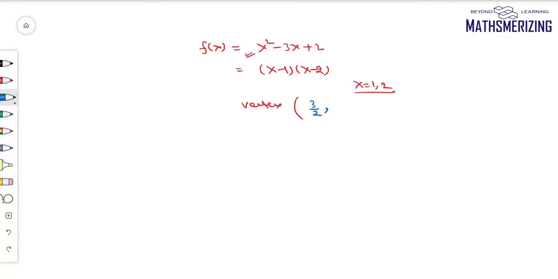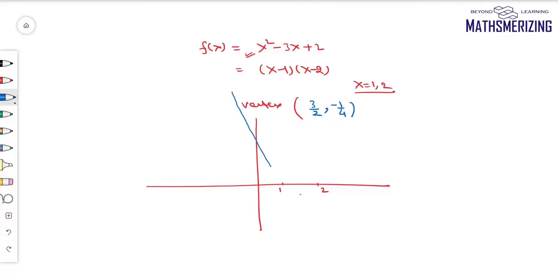So vertex will be given by minus b upon 2a and minus D upon 4a. So if I have to draw this graph, the roots are 1 and 2. The vertex is at 3 by 2 and minus 1 by 4. And if I also write value at 0, value at 0 is what? Value at 0 is 2. So this is the graph of x square minus 3x plus 2.